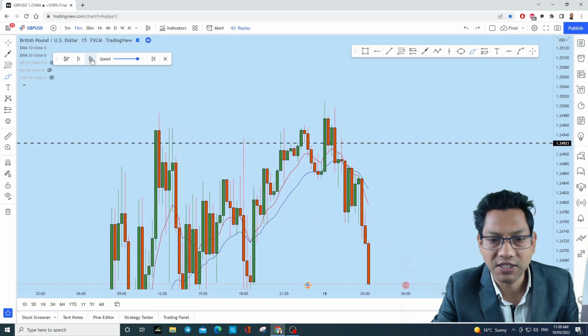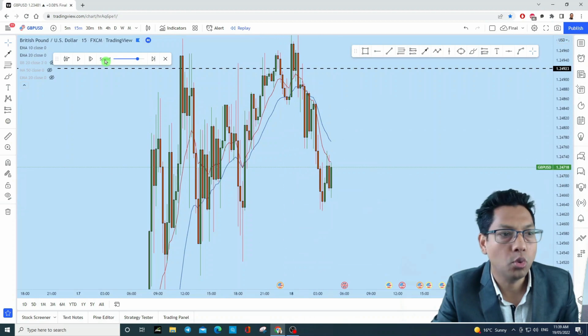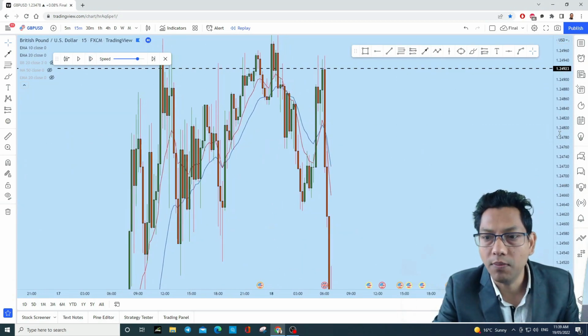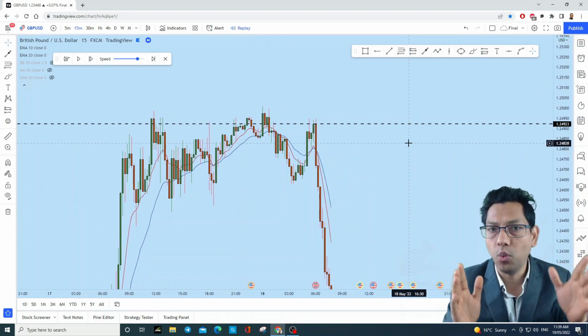You see that the price didn't wait anymore. It strongly broke towards the downside, and that is where you will find a high probability trade setup. You see what happened? So that's what you have to wait for.